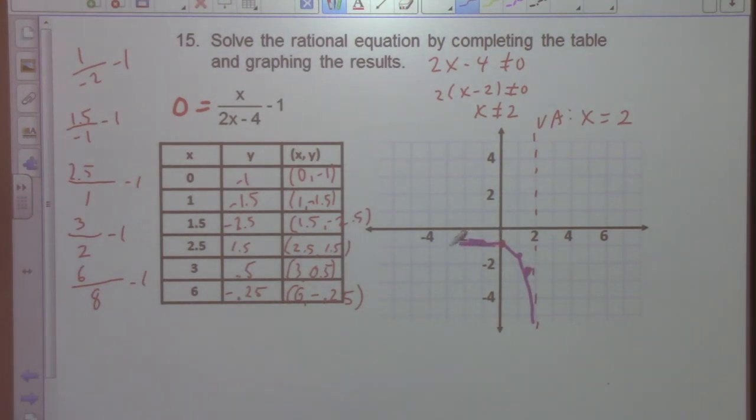Something like that. And then over here on the other side, we have 2.5, 1.5. So there's 2.5, 1.5 right here. We have 3.5. So 3.5 is going to go right here. And we have 6, negative 0.25, like this. So we have something like this.